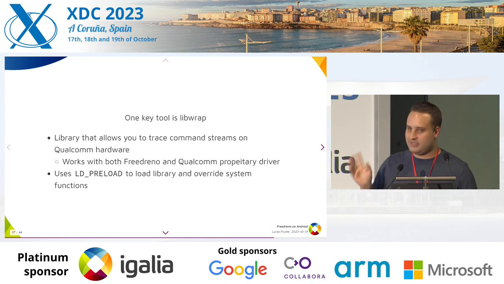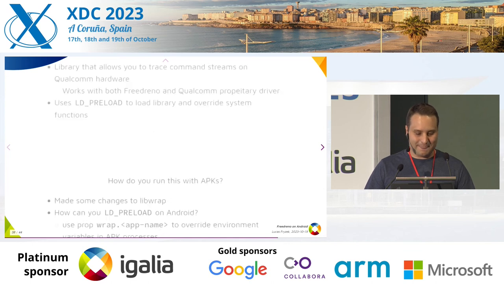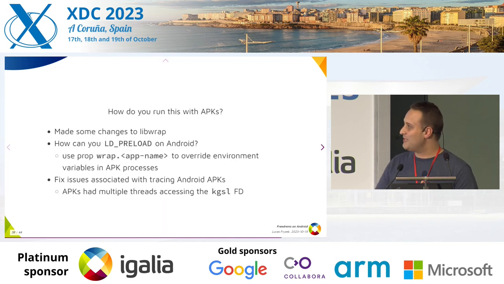Unfortunately, it uses the LD_PRELOAD mechanism to override system functions like open, read, write, and ioctl, for example, to capture those calls and then write them out to a file that you can use for comparison later. And because of the way Android works, you can't just LD_PRELOAD and launch your APK. It's not as nice as Linux in that regard. So how do you actually make this work with APKs?